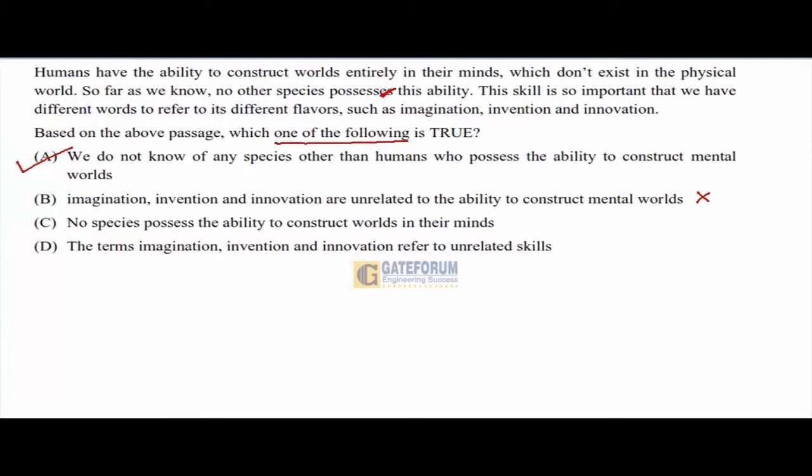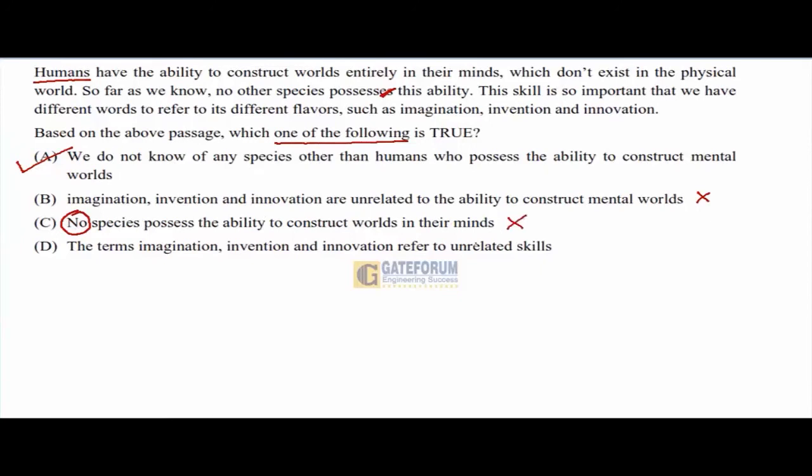Next, no species possess the ability to construct worlds in their minds. The point is, it has been said here, no species. But it has been said that humans have the ability. And humans is Homo sapien, a species. So one species does have the ability. So naturally, since no species has been written, this is wrong.